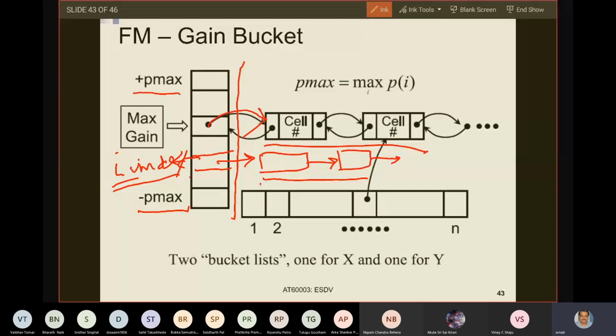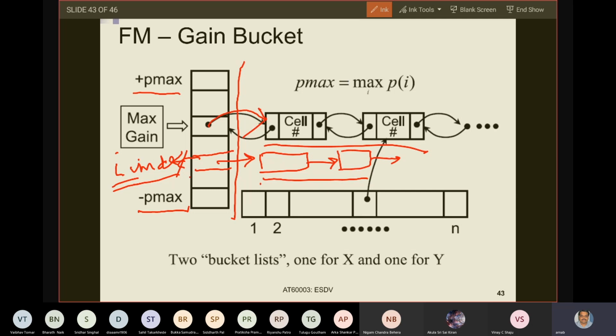Now, we also talked about what this max gain is. This max gain is a global variable which points to that index of the linked list which contains tasks with the highest gain. So why does it exist? So that we don't have to search for the highest non-null position in this array of pointers. From this max gain, I know which task gives me the highest gain. Because finding the task with the highest gain becomes an O(1), constant time operation.